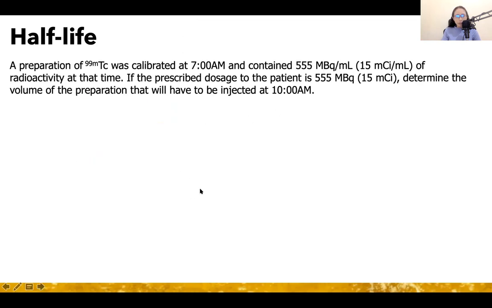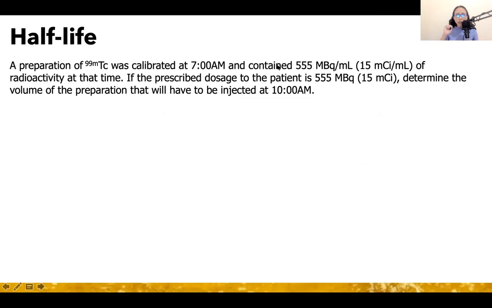Okay, another example. So again, it's metastable technetium-99. It was calibrated at 7 a.m. and contained 555 megabecquerels per ml or 15 millicuries per ml of radioactivity at that time. If the prescribed dosage to the patient is 555 megabecquerels or 15 millicuries, determine the volume of the preparation that will have to be injected at 10 a.m.